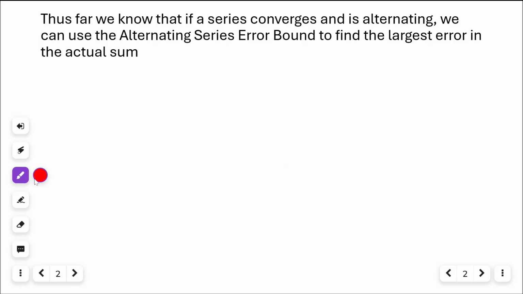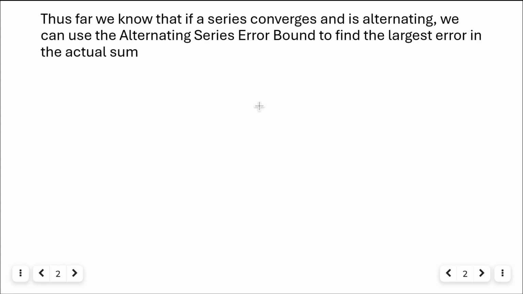So far, we know that if a series converges and it alternates, we can use the alternating series error bound to find the largest error in the actual sum. The largest error in the actual sum is the term after the one that we were supposed to use to evaluate. So if we evaluate using the first 5 terms, then the sixth term would be the maximum error that you could have. Again, that's how it works for an alternating series.